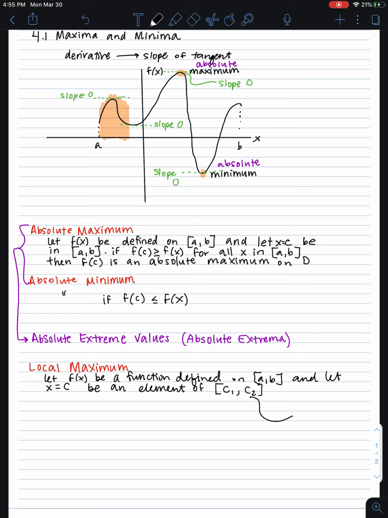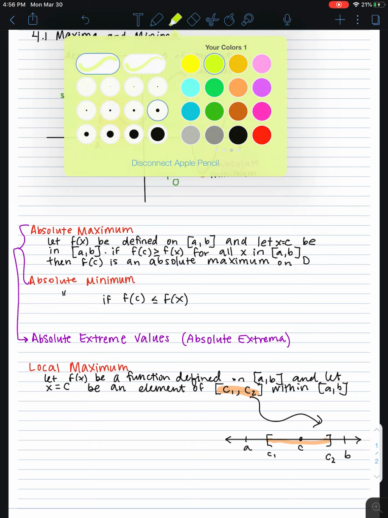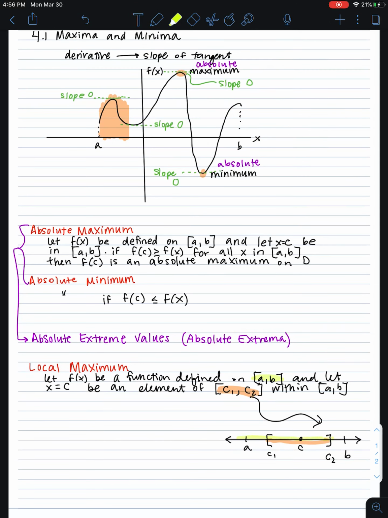So that's saying if I have my number line, and this is A, and this is B, I'm going to define an element of C sub 1, C sub 2 within A to B. So that's saying within this A to B range, I have C sub 1 and C sub 2, and my value C is in here. It doesn't have to be the center. But yeah, so that's this guy. And A to B is this whole thing. I guess technically not where I drew it.